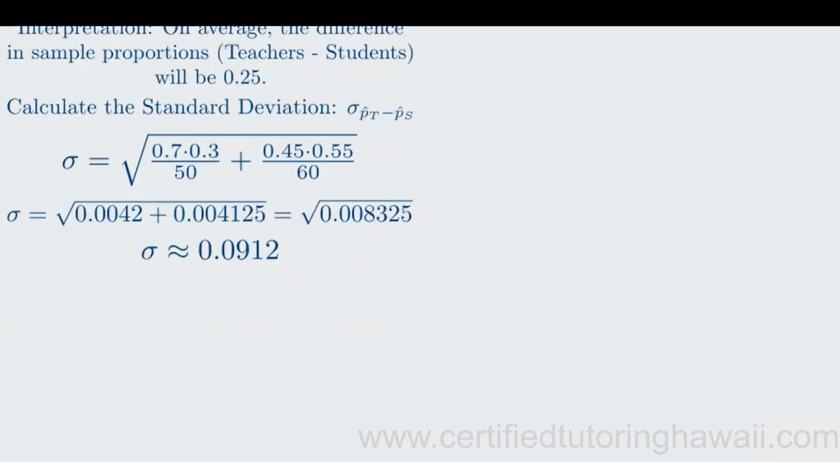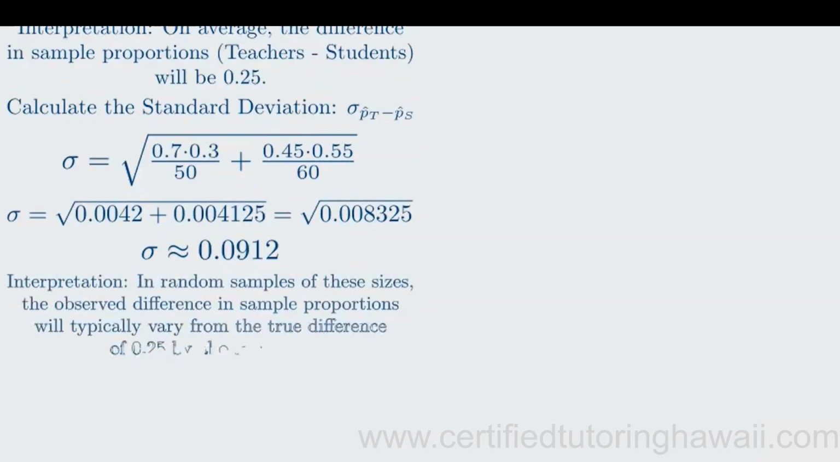This tells us the typical amount that our sample difference will vary from the true difference of 0.25. Understanding this variability is key to determining if a sample result is surprising or totally normal. Since we confirmed the large counts condition and calculated the mean and standard deviation, we can now visualize the entire distribution using the normal model.